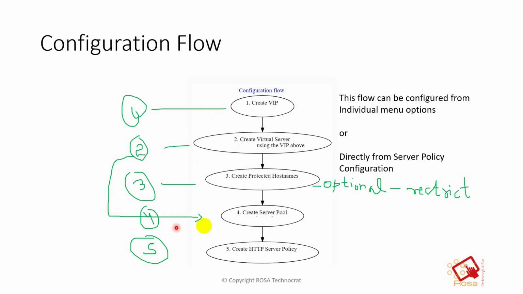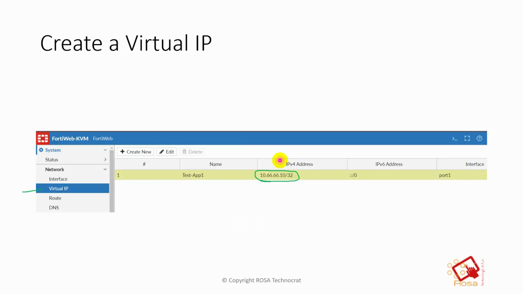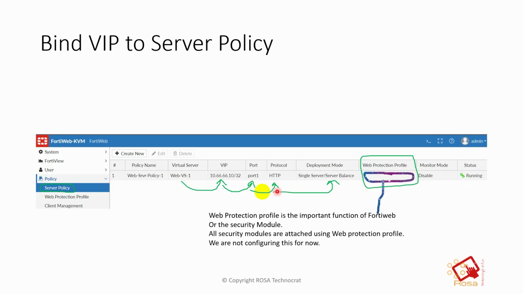Once the server pool is created, you have to bind the VIP, the virtual server, and the server pool all together using an HTTP server policy. So this is how the configuration flow is on a FortiWeb. Creating a virtual IP is like going under Network, Virtual IP, and you just have to create the IP address. That's it. It's nothing too complicated. It's just creating an IP address. So that is the virtual IP.